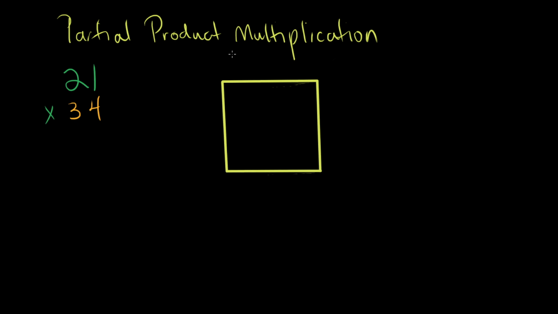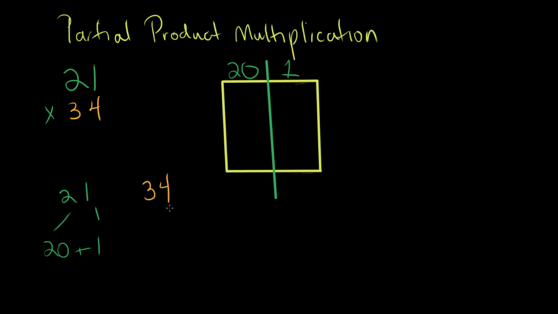Okay, and I'm going to partition this rectangle just like I did when it was a 2 by 1. So here we have the number 21, and we know 21 is really just 20 plus 1. So if I were to partition right down the middle, I would put my 20 here and my 1 here. Well, now we have a problem that we haven't seen before, because now we have 34 and we think to ourselves, well, 34 is really 30 plus 4.